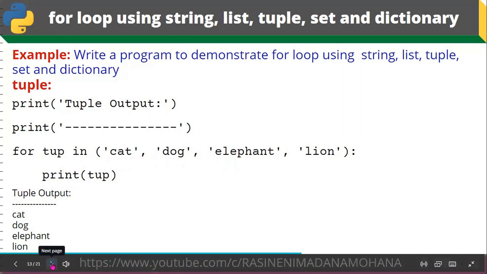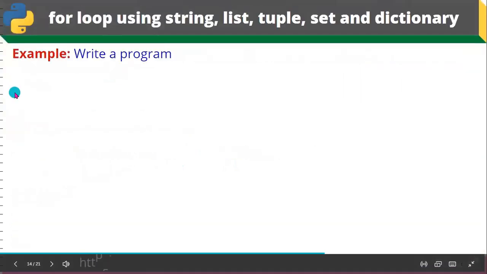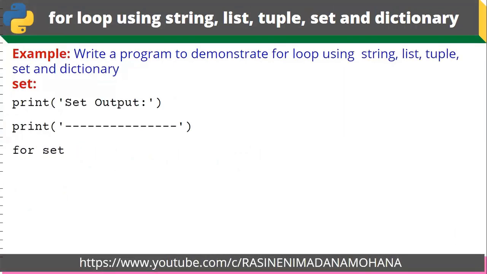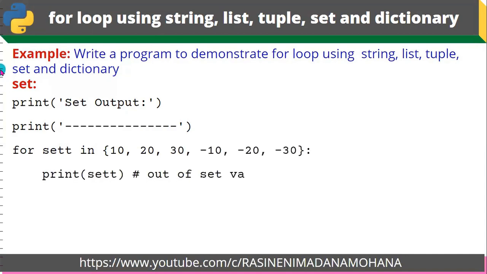So then coming to set. Next data type, set. Here set is represented with curly brackets only. For example, here we have taken some numerical values for the set name SETT. We can't take set, that is a reserved keyword. So SETT is the set variable name. We have taken the set values within the curly brackets, for example 10, 20, 30, minus 10, minus 20, minus 30. You can take strings also within double quotes, but for numerical values, no need to include quotations.